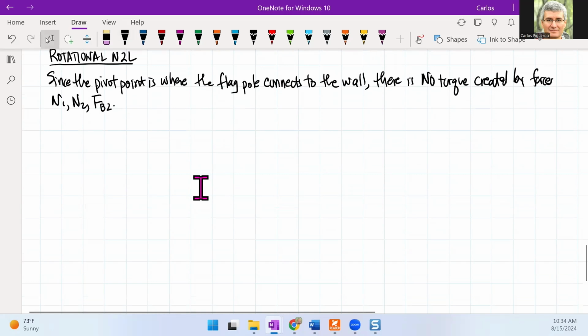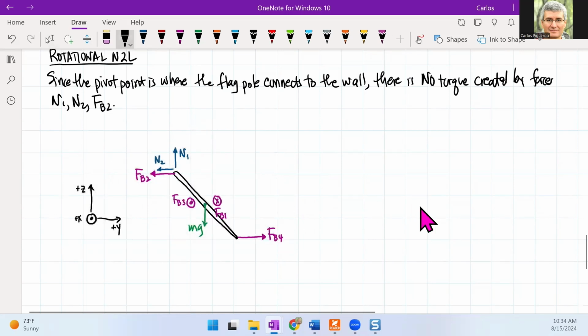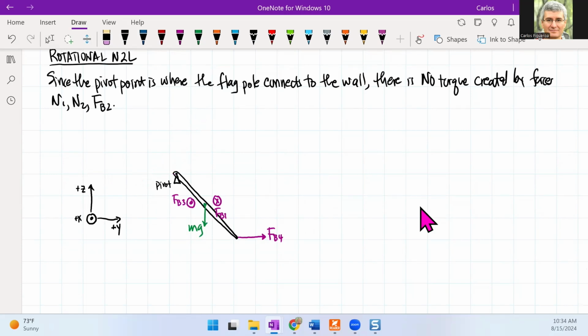So if I look at this picture, what am I actually seeing here? So if I look at this thing, what I'm seeing is this. This thing is going to have to rotate about here. So this is the pivot. So that means N1, N2, and N4 have 0 lever arm. So they're gone. They're not going to be there. Furthermore, forces FB1 and FB3 will never cause a torque.